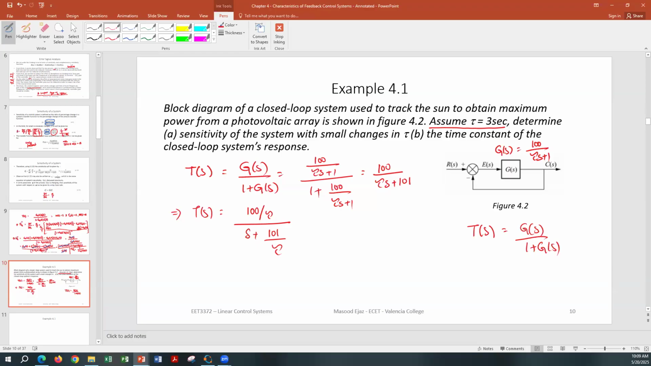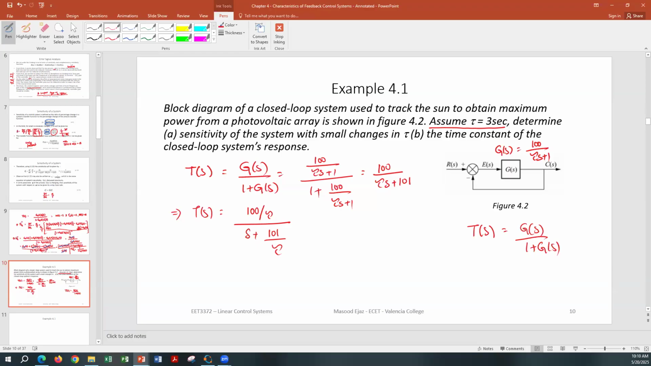All right, let me ask you this first question. Let's answer the second part first: the time constant of the closed loop response. What do you think the time constant is, from the transfer function of the closed loop response, the complete system? What is the time constant from this expression? It's not 1 over tau, but it comes from that figure, of course.